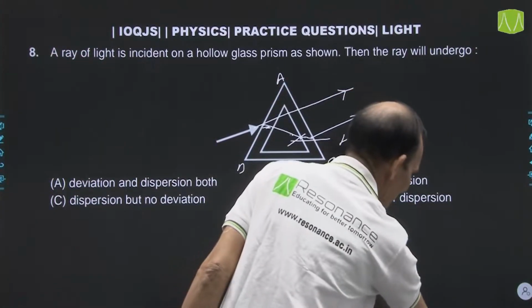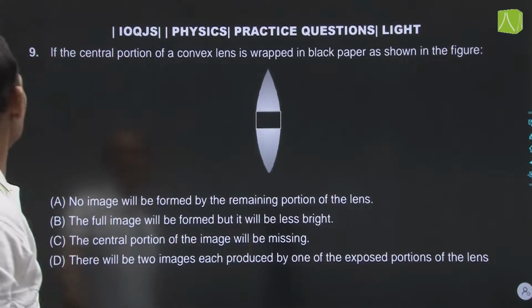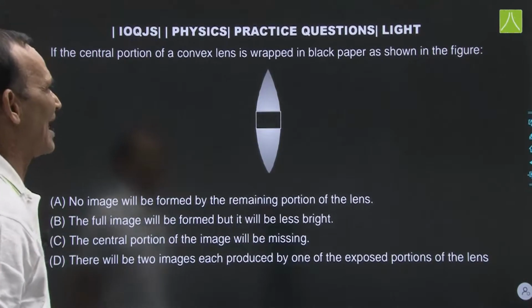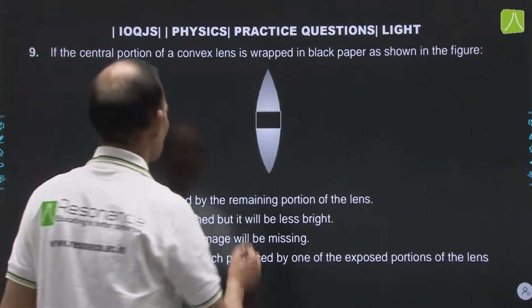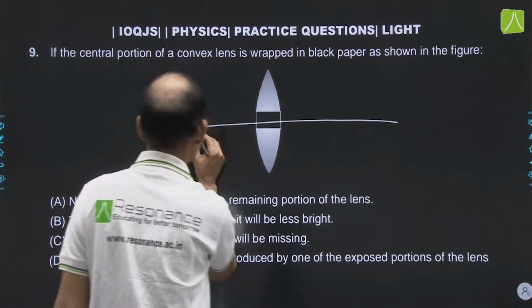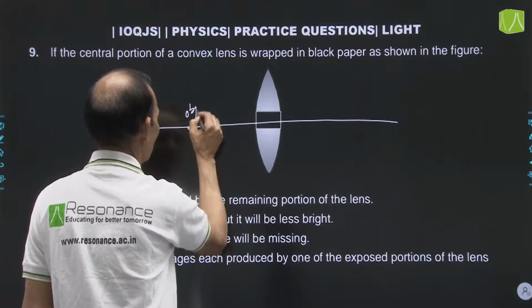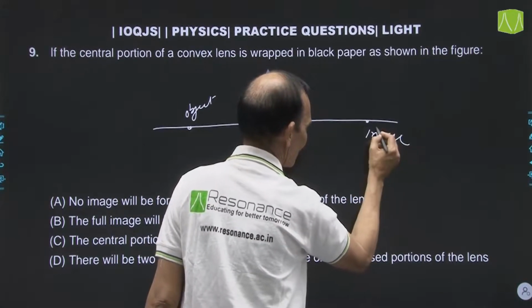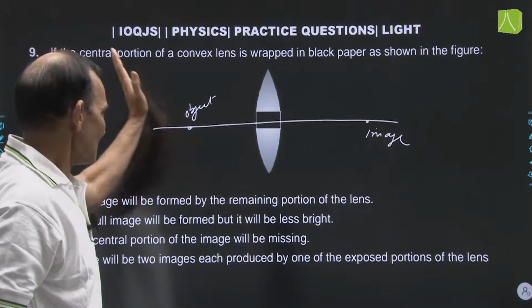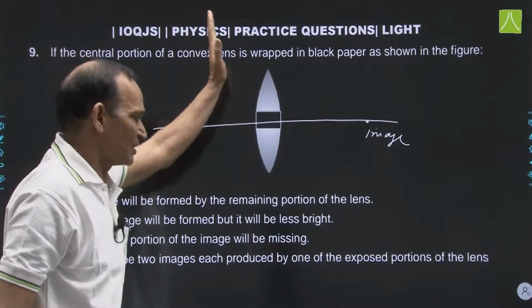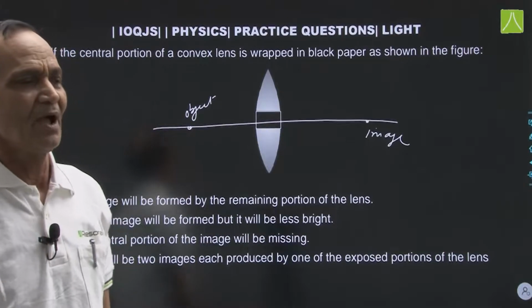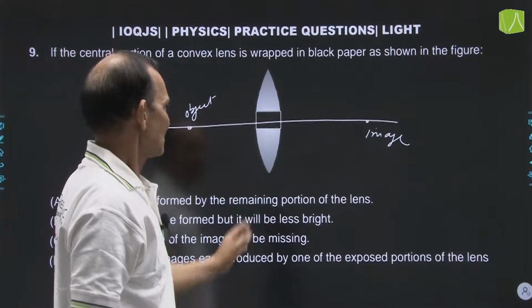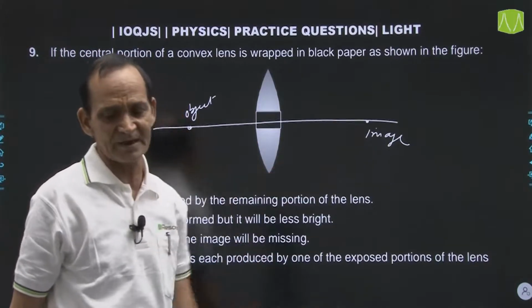Now question number 9. The next question is, if the central part of the convex lens is wrapped in black paper as shown in the figure. Suppose here is the object, here is the image formed. Light from the object will fall on each part of the lens, and it is refracted by each part of the lens. These refracted rays will form the image.